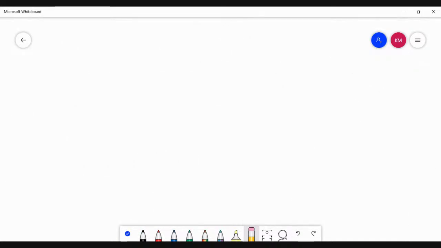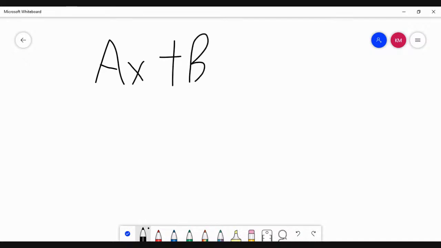All right, moving right along. Standard form. Standard form for a linear equation is the coefficient a times the variable x plus the coefficient b times the variable y. And if I'm not mistaken, yep, and it equals c.